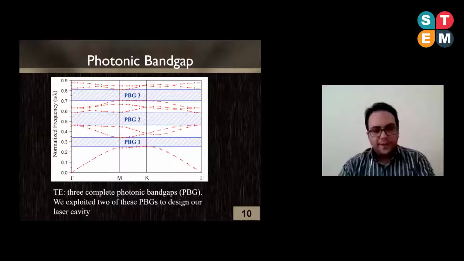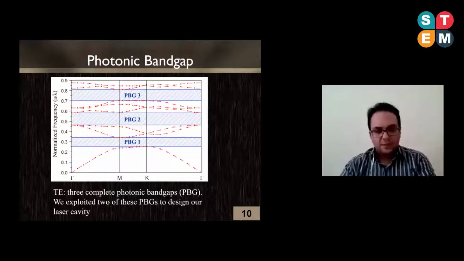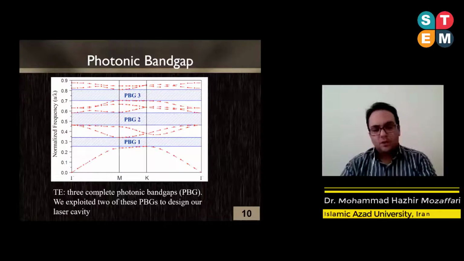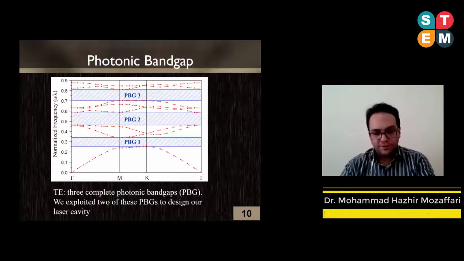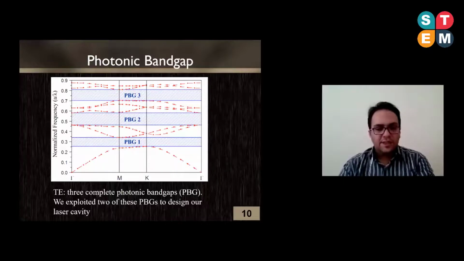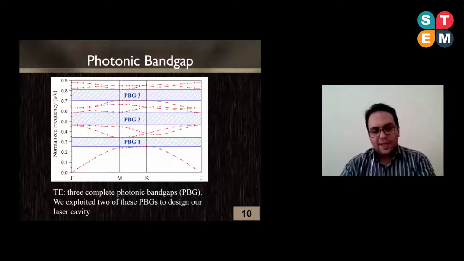You can see here the photonic band gap of the proposed photonic crystal slab for TE. The figure demonstrates 3 complete photonic band gaps, PBG1, 2, and 3. Actually, we used 2 of these 3 photonic band gaps to design our laser cavity. In fact, the cavity has been designed to have 2 resonance peaks at the pump and the lasing wavelength.